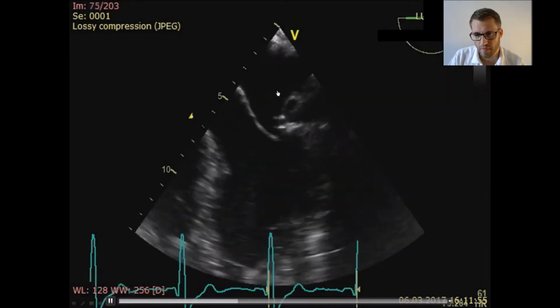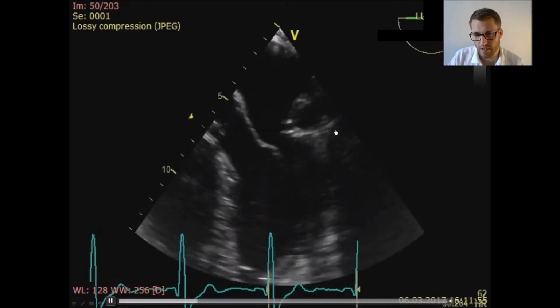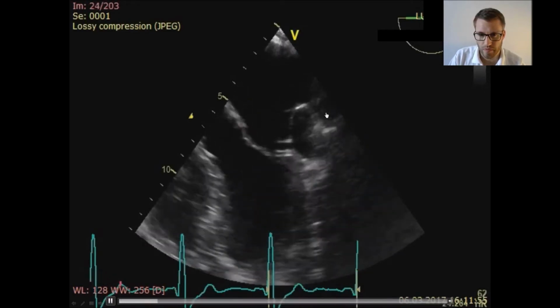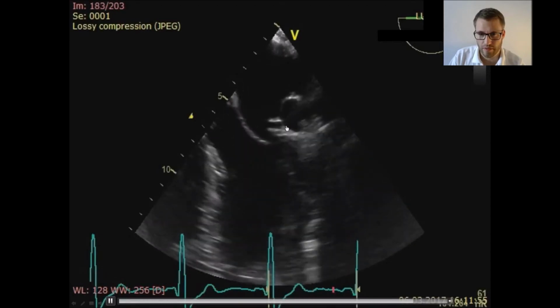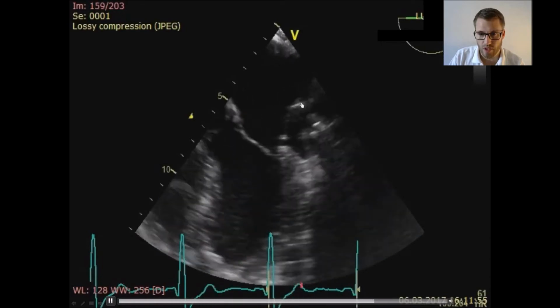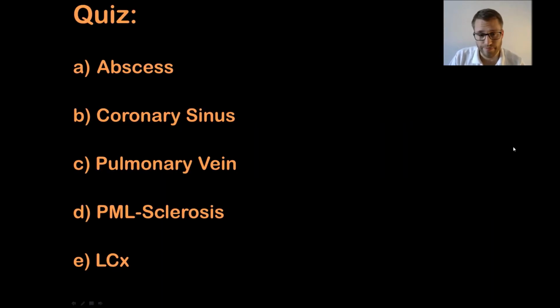And another view in the transesophageal echo. Seems like there is a little wall here, like this is a round-shaped structure. What could it be? Is it A, an abscess, abscedation, B, a coronary sinus, C, pulmonary vein, or D, PML sclerosis, or E, it's just the left circumflex, the left coronary artery, the ramus circumflexus? What do you think?